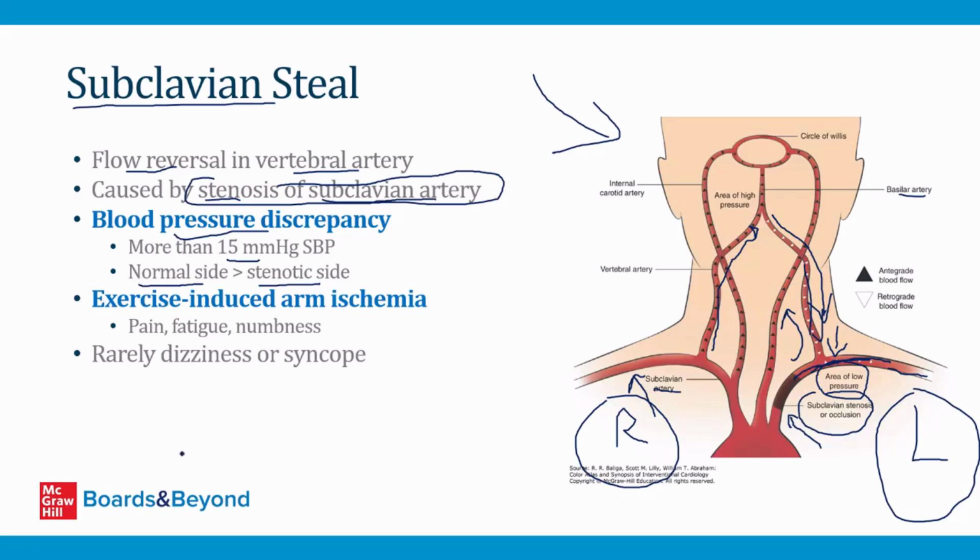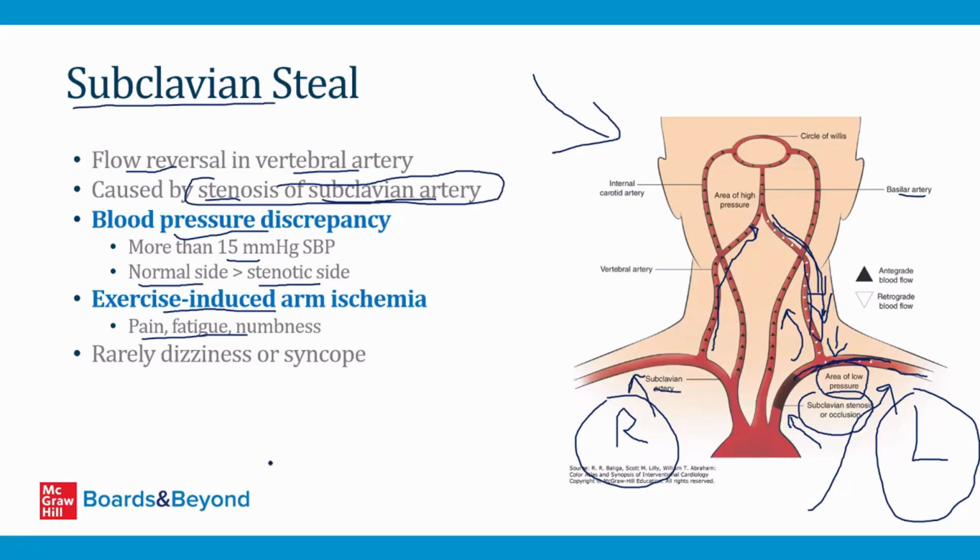Beyond the blood pressure discrepancy, another symptom that patients can develop is exercise-induced arm ischemia. They can get pain, fatigue, and numbness in the arm on the affected side. So you have relatively weak blood flow going over here to the left side because of this stenosis, and so the patient tries to use that arm and the muscles demand lots of blood flow. This arm is requiring blood backwards through the vertebral artery to supply oxygen, and that's often insufficient. So you get ischemia, pain, fatigue, numbness on the affected side with the stenosis.